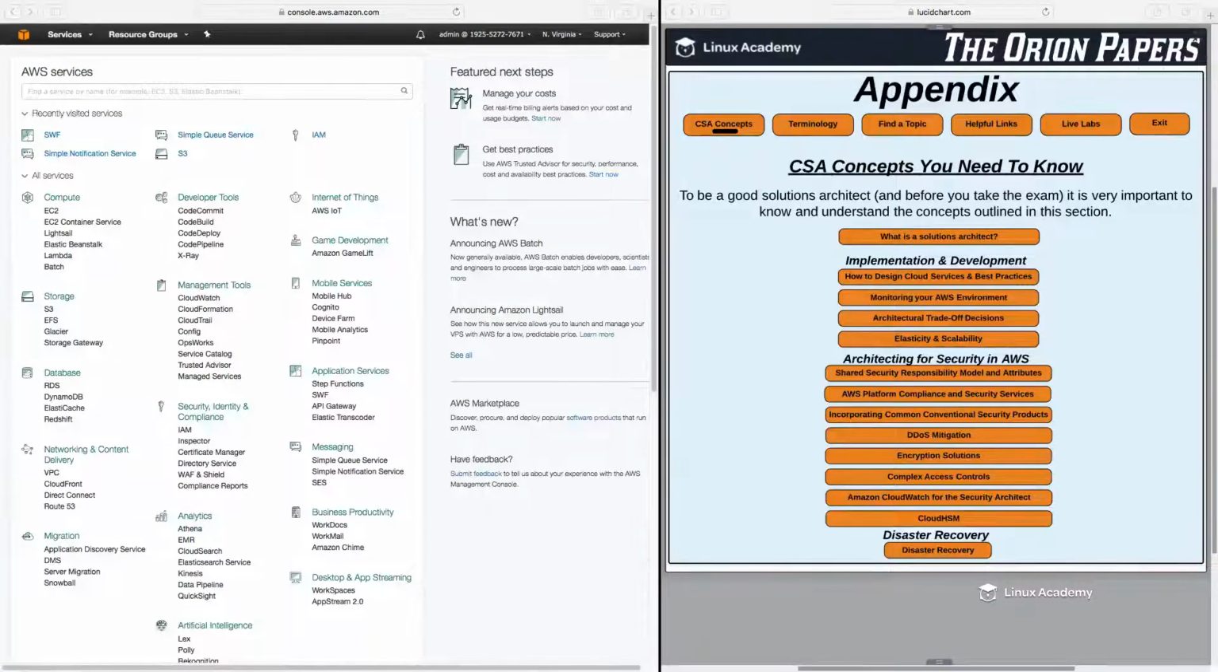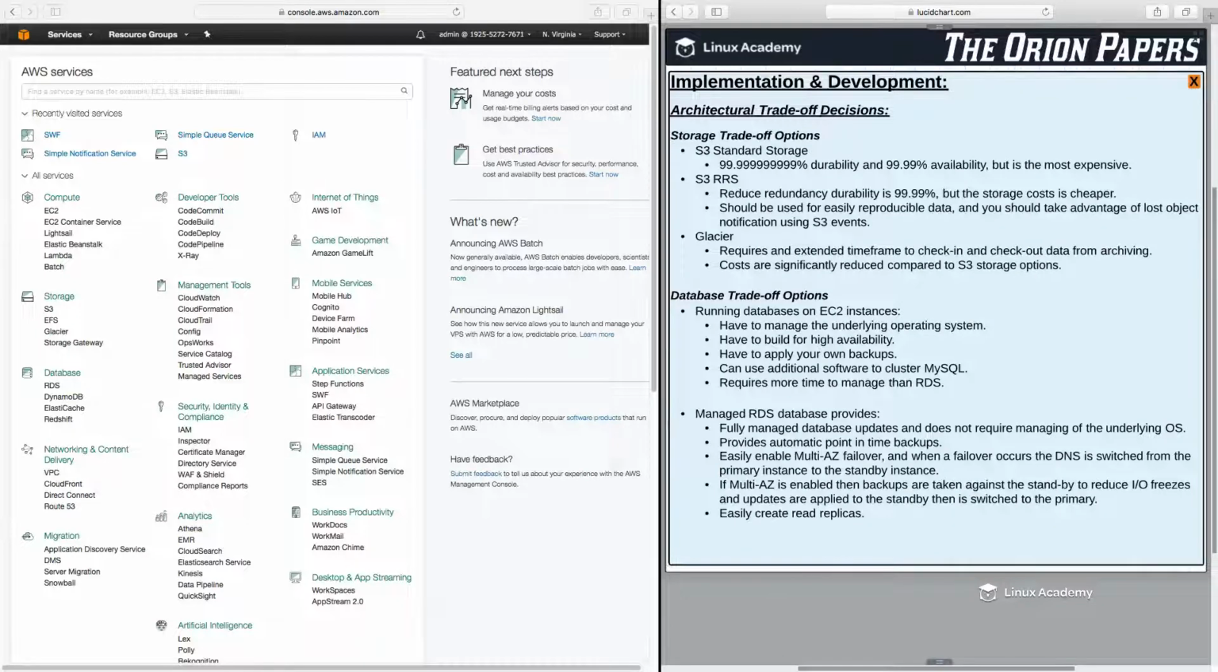Hello and welcome back as we continue talking about CSA concepts. And in this lesson, we're going to talk about architectural trade-off decisions. So let's click on this section over here on the Orion papers. And we're going to look at this from two different perspectives. One talking about storage trade-off options, and then also talking about database trade-off options.